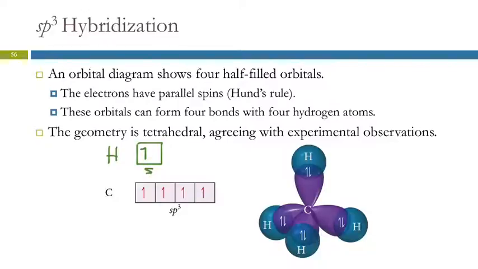So now our theory is matching up with our observation. Any questions? And this is why carbon forms 4 bonds. Are those pi bonds? These are sigma bonds. Yeah. Any other questions?